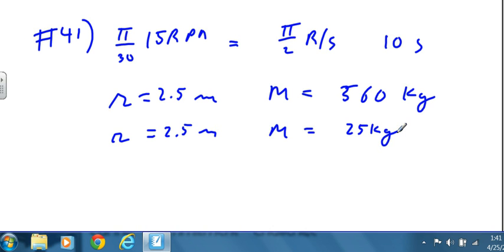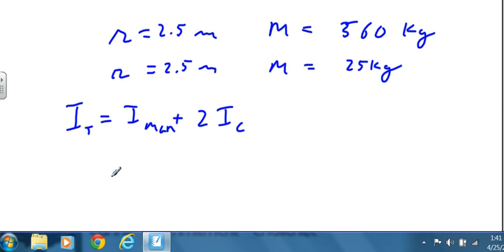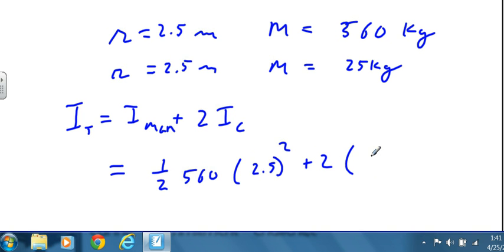Alright, so where were we? We need to know the inertia total. So the inertia total is going to be the inertia of the merry-go-round plus 2 times the inertia of a child. So that's what we're looking for. We go back to page 210 to figure out the inertia of a disk, and it is 1/2 m r squared. So we have 1/2 mass times the radius squared plus 2 times, and it's a point thing, so it'd be mass times 2.5.